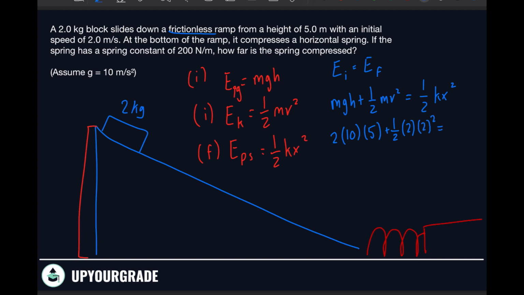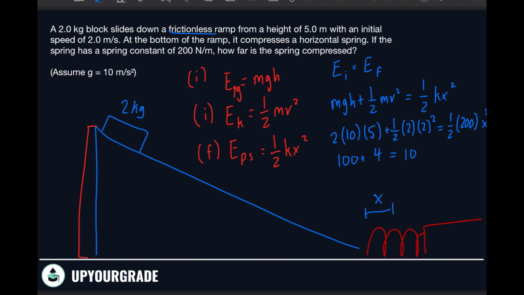And that's equal to half kx squared, or half multiplied by the spring constant, which is 200, and then x squared. So x is what we're trying to find, and that is the distance, or the displacement of the spring, how far we're going to compress the spring. And 2 times 10 times 5 is 100, plus half times 2 squared, or 4, times 2 times half is just equal to 4. And that's equal to half times 200 times x squared.